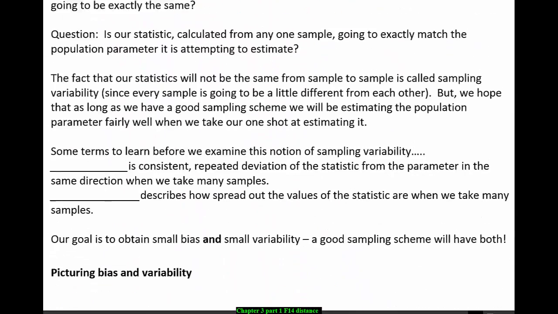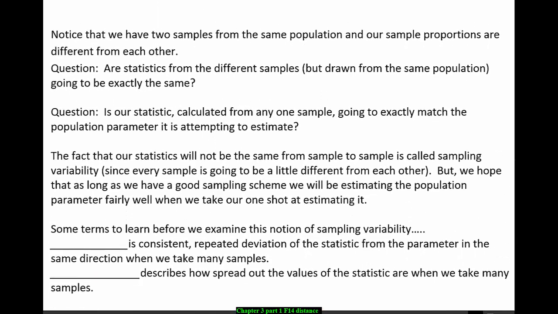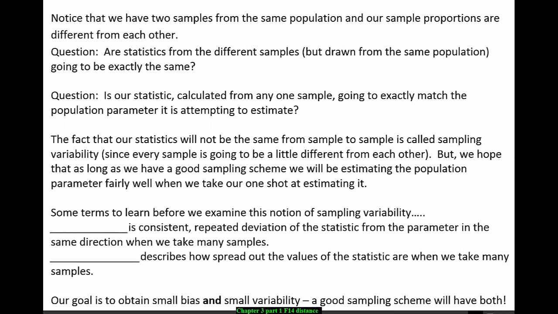So once we notice that we have two samples from the same population and the sample proportions are different from each other, we can ask some questions. Are statistics from different samples going to be exactly the same? No. We are not going to expect them to be exactly the same. Is our statistic calculated from any one sample going to exactly match the population parameter it's trying to estimate? No. Probably not.